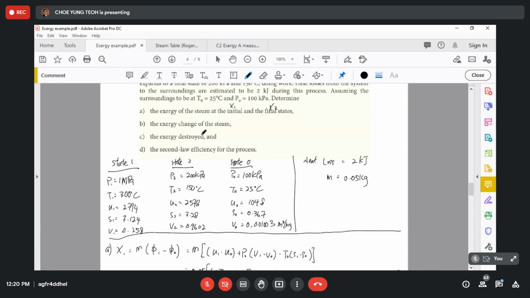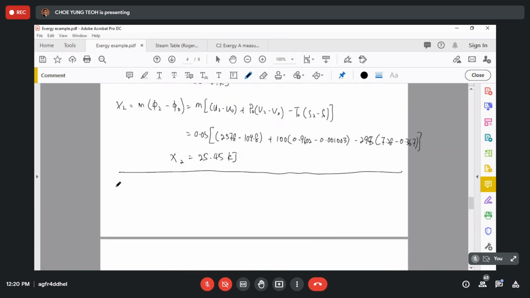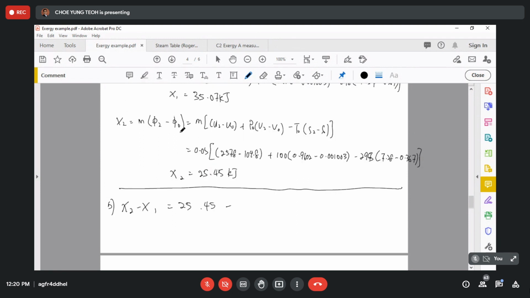Then for the second part, the exergy change of the steam. So from X2 to X1, you have 25.45 minus 35.07. Exergy change must take the final minus initial. Yeah, it can be positive, can be negative, because they ask for the change only. So the exergy change will be negative 9.62 kilojoule. Very fast, you can answer the question.